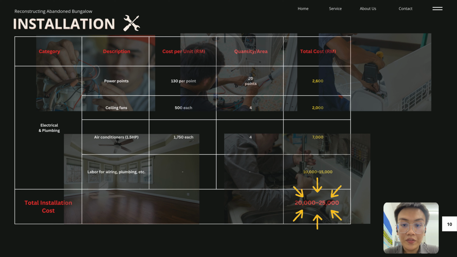Lastly, the installation fees include installation for power points, ceiling fans, air conditioners and labor fees for wiring and plumbing. So the total installation brings up a cost of 20,000 to 25,000 ringgit Malaysia.